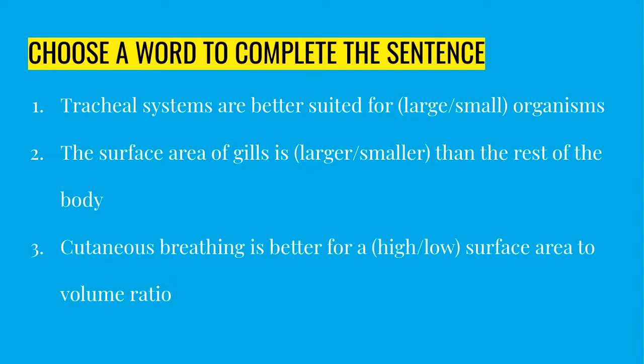So what about the next question? The surface area of gills is larger or smaller than the rest of the body? Larger. Yeah, I was going to say larger as well. Why did you say larger? Because the magnitude is much higher. Even we have like 3 times, it just branches off and then there are folds and stuff in some organisms.